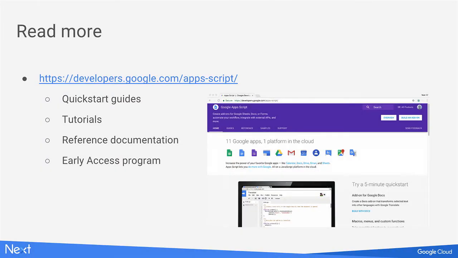Well, first of all, I invite you to go to developers.google.com/apps-script. This is a great resource. Our developer relations team, some of whom are actually in the audience, have done a really awesome job of putting together quick start guides, tutorials, reference documents, and information about our early access program. The quick start guides in particular are of interest if you're interested in add-ons, because we have a quick start guide for Docs add-ons and for Forms add-ons. They only take about 5 minutes to go through. They're incredibly informative. I've done them myself. They're very useful, and you'll learn a lot.